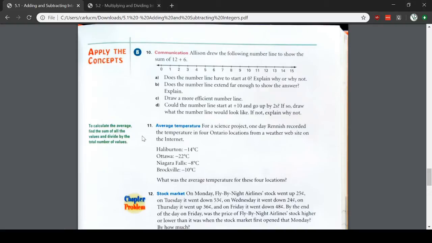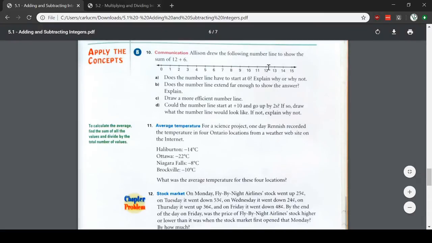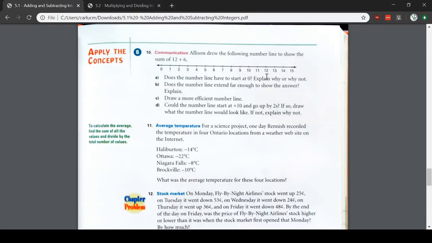Does the number line have to start at 0? Explain why or why not. Earlier I'd mentioned that you don't have to start at 0, and the reason why is because she's starting at 12, so her position is going to start here at 12, and it's going to move to the right 6. So if she's moving to the right 6, she doesn't need any of the numbers before 12.